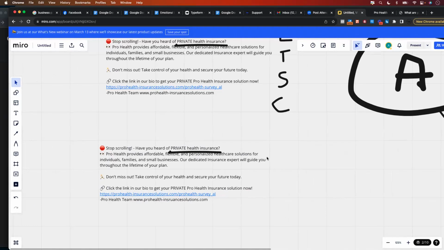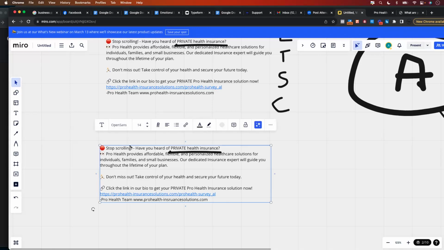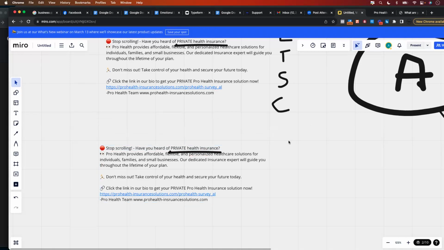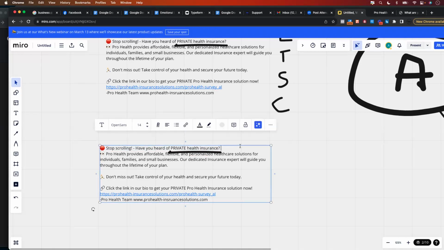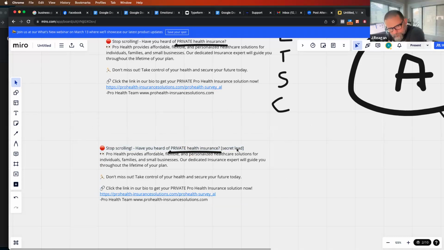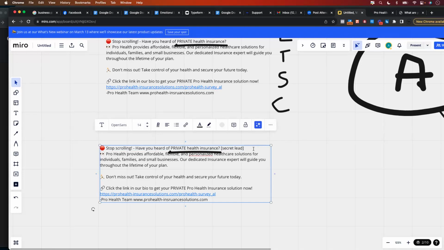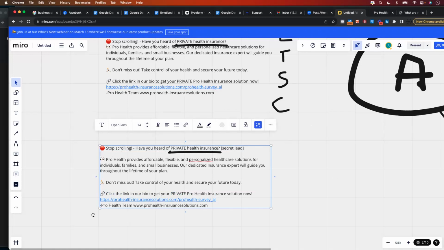So what you want to do is look at this ad here: "Stop scrolling. Have you heard of private health insurance?" If I had to pick what kind of lead type this was, I would say this is probably going to be a secret lead, right? Because it's like, have you heard of private health insurance? So what we want to do is replicate this secret lead with a different angle. Basically it's got to be a secret.